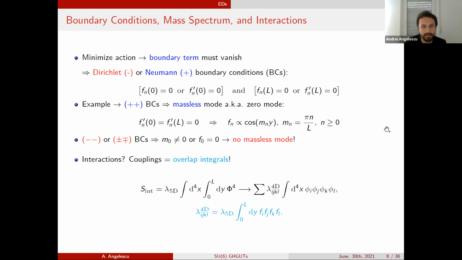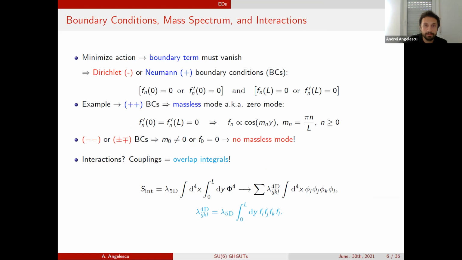And for computing couplings, the idea is very simple. You write down your 4D Lagrangian, you plug in your Kaluza-Klein decomposition for each of the fields, and then the couplings are just going to be overlap integrals evaluated in the extra dimension. Here I have four scalars, so I have four wave functions.